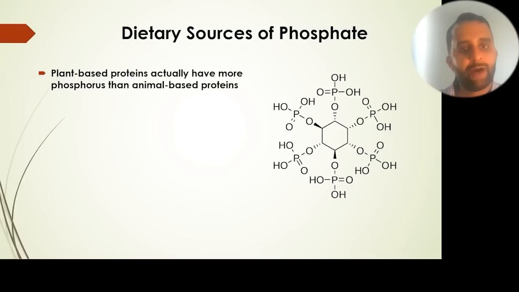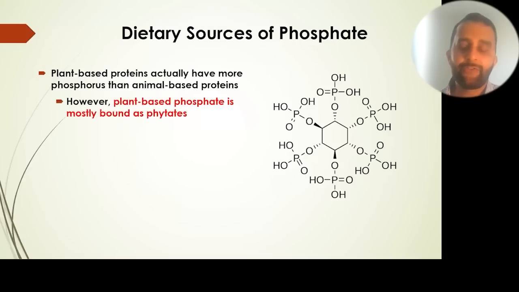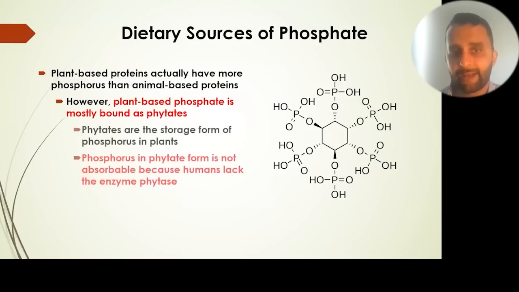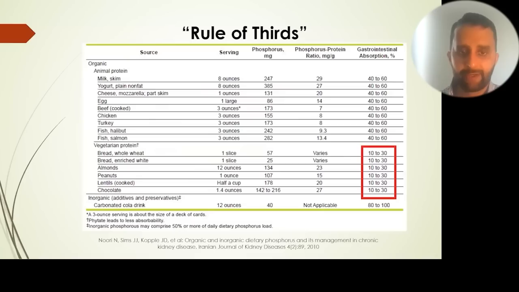Some good news is that even though plant-based proteins actually have more phosphorus than animal-based proteins, this phosphate or phosphorus is mostly bound as phytate, meaning that it is not absorbable. Phytate is a storage form of phosphorus in plants, and because it is bound to phytate, it is not absorbable because humans lack the enzyme phytase.